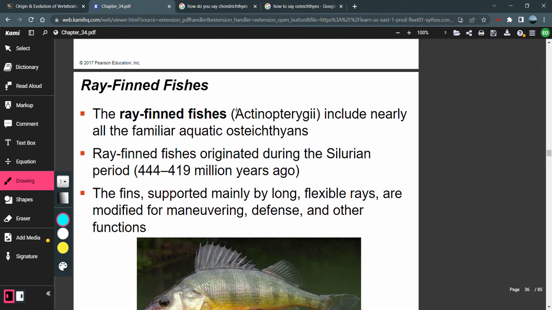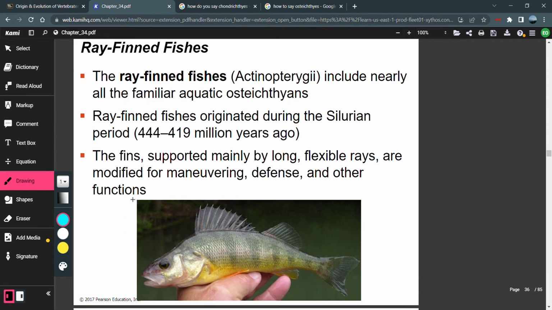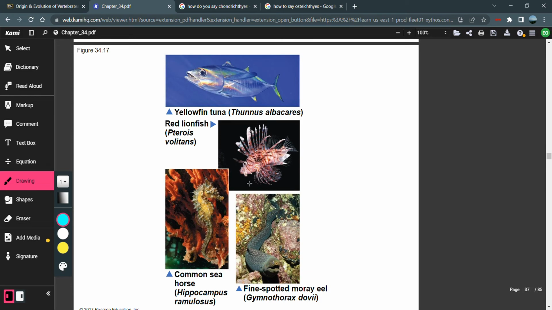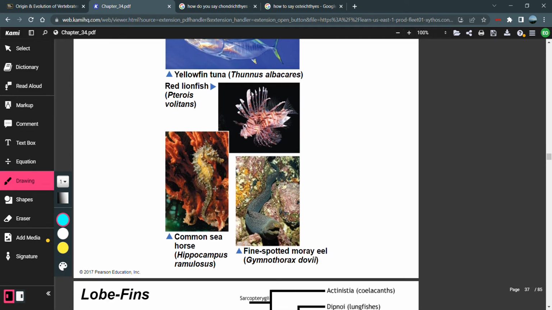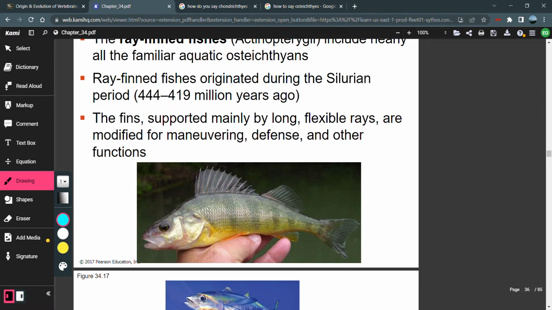Ray-finned fishes, or Actinopterygii. Actinopterygii include nearly all familiar aquatic osteichthyes. Ray-finned fishes originated during the Silurian period. These fins are supported mainly by long, flexible rays and are modified for maneuvering, defense, and other functions. So the tuna, the lionfish, and some other fishes, the common seahorses, have rays or bony structures.